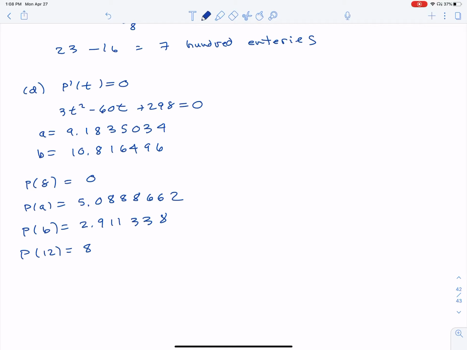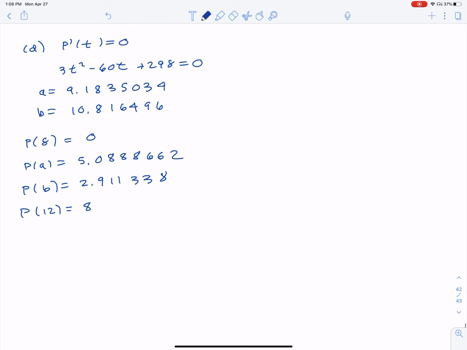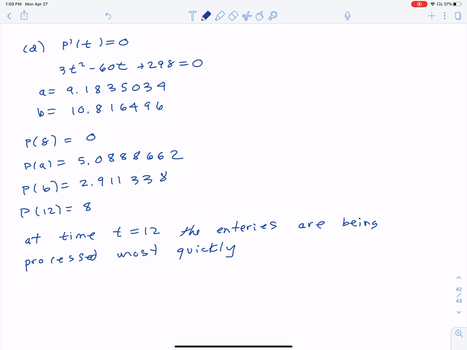So I think you'd agree. The reason I said P of A didn't matter is P of 12 is our largest value, so it's at a maximum at P of 12. So I'm going to say at time t equals 12, the entries are being processed most quickly. And that is problem number 26.